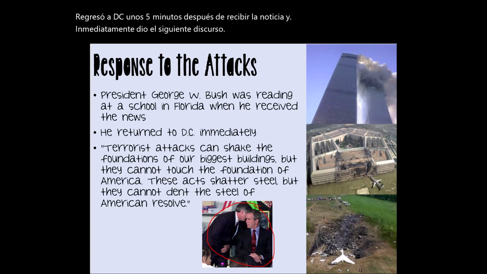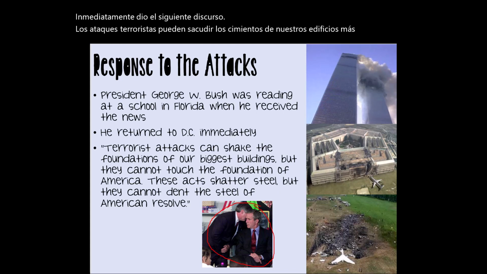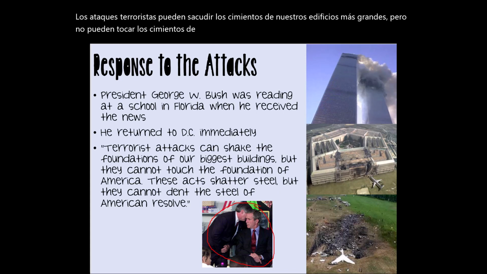Terrorist attacks can shake the foundations of our biggest buildings, but they cannot touch the foundation of America. These acts shatter steel, but they cannot dent the steel of American resolve.